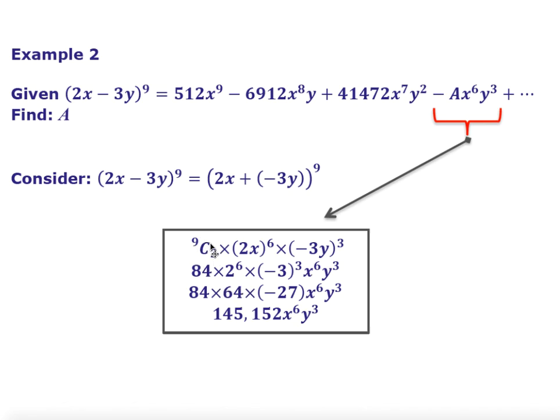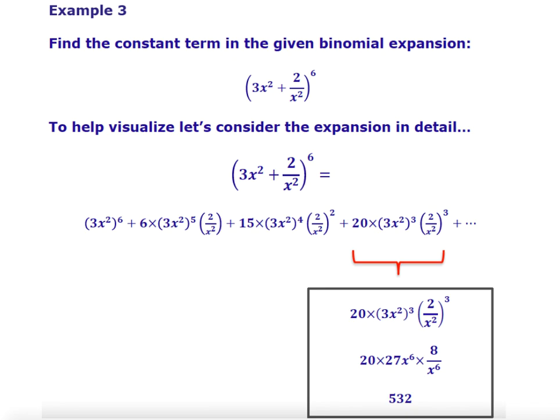This guy comes from your GDC. He's 84. 2 to the 6th, x to the 6th is going to be falling out of there. And then negative 3 cubed is going to account for negative 27. And so all of this on a GDC gives you this massive number here. And so it looks like A needs to be 145,152.